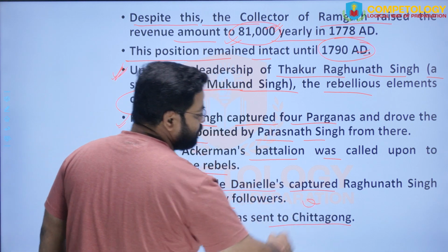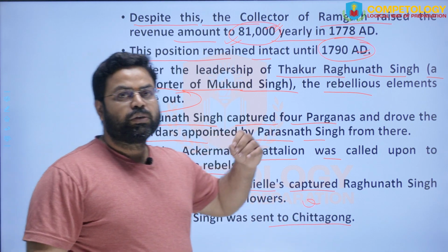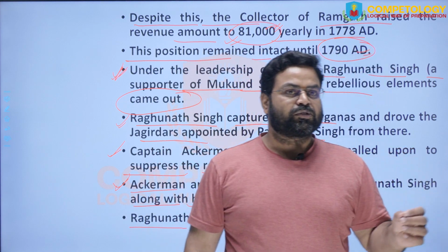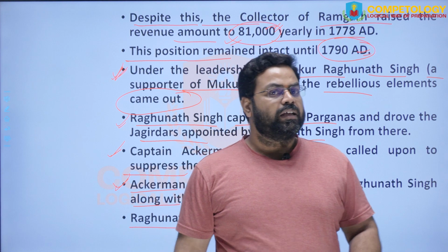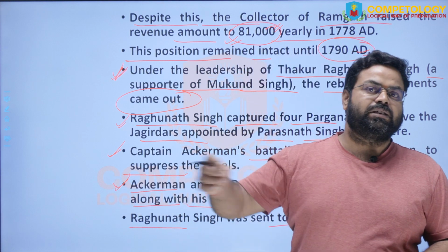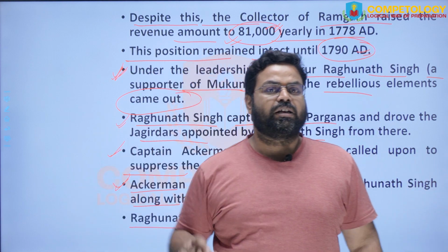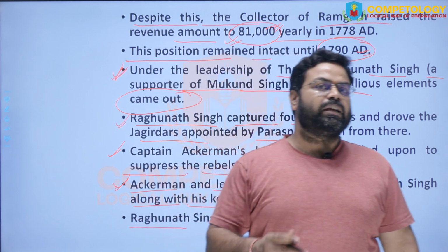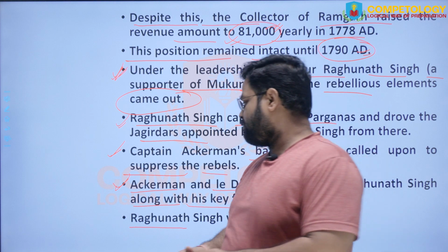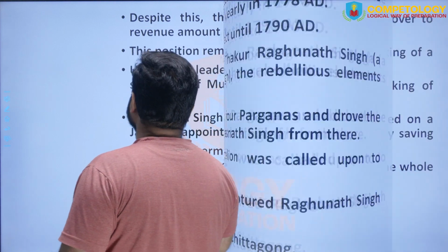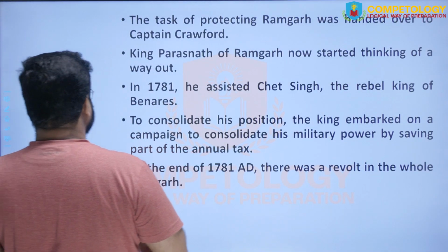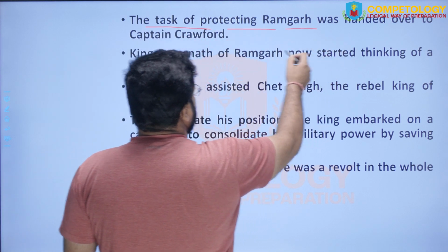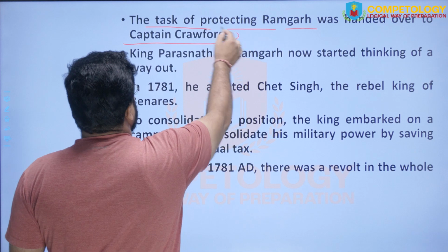So it was a simple theory of the Britishers to send any of the rebellion's leaders to such a far-flung area that he is not in connection, he is not in contact with the rebellious elements, so he will not be in a position to lead any further rebellion. The same technique was used with Raghunath Singh. And the task for protecting Ramgarh was handed over to Captain Crawford.